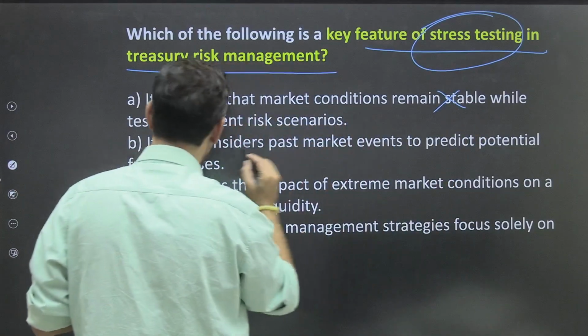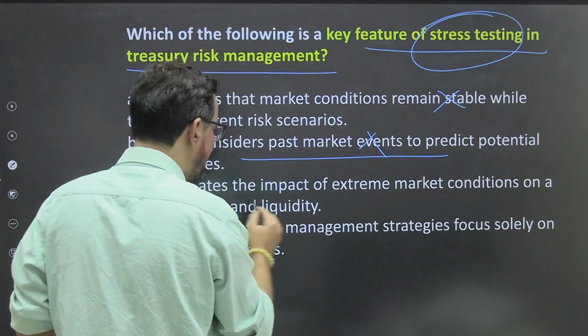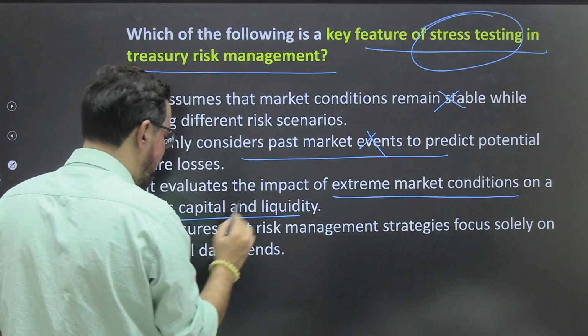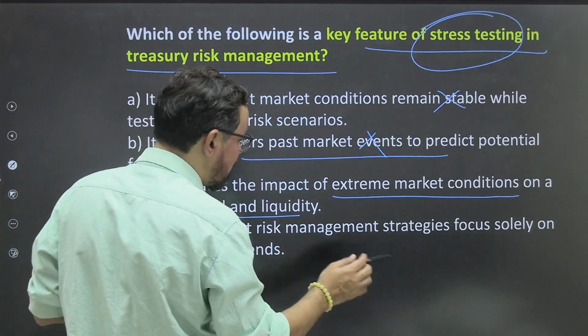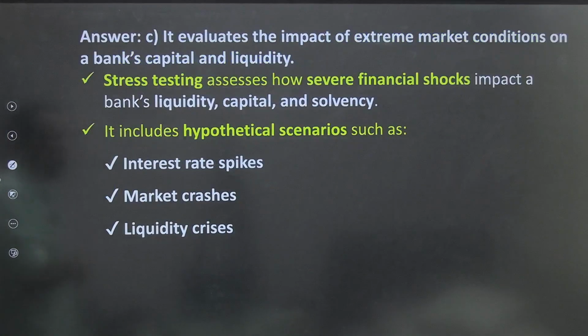No. It only considers past market events. No. It evaluates the impact of extreme market conditions on a bank's capital. Yes. It ensures that risk management strategies focus solely on historical data. No. Option C will be the right answer for this one.